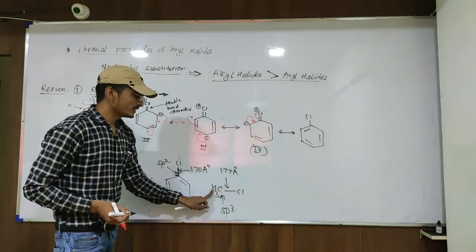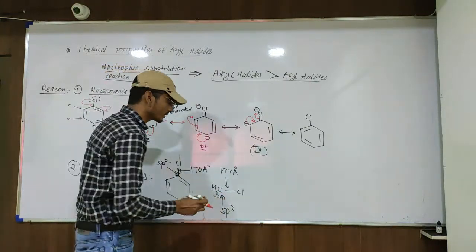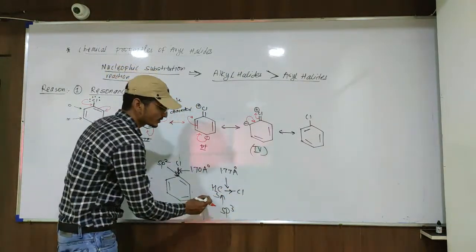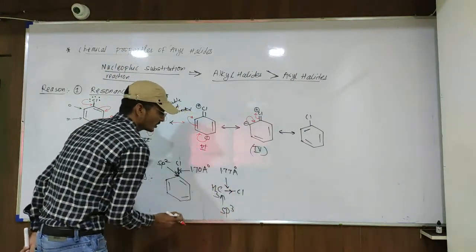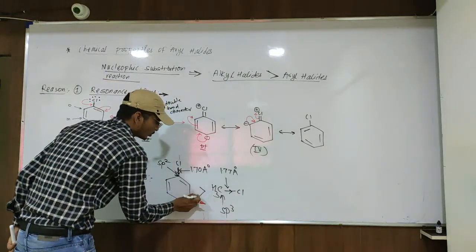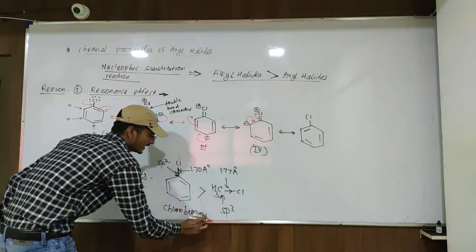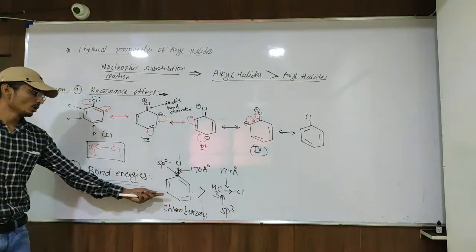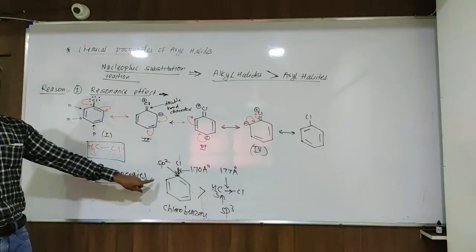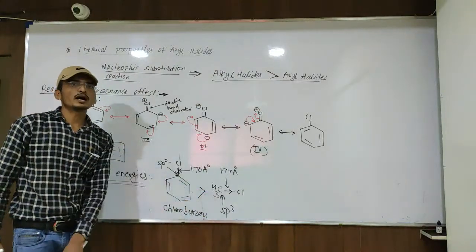But in this case, CH3, the methyl group, is electron donating, so it does not attract the electron density towards itself. So it easily donates electron density to the chlorine. That's why the bond length is more here. Bond length is more, so bond energy is less. Among the two examples, chlorobenzene has more C-Cl bond energy than methyl chloride. So that's why it reacts less, or shows less nucleophilic substitution reaction, compared to alkyl halides.